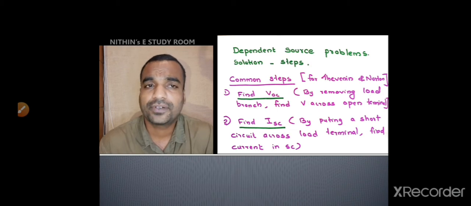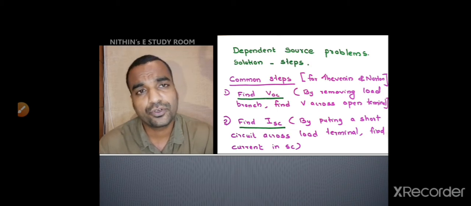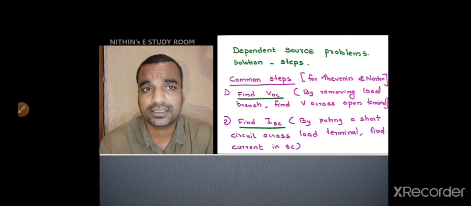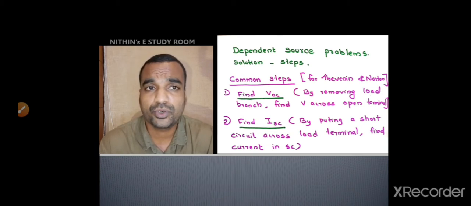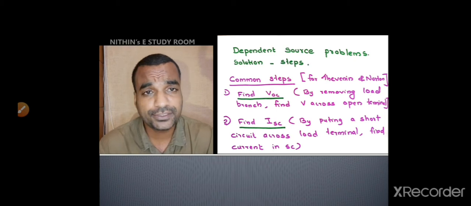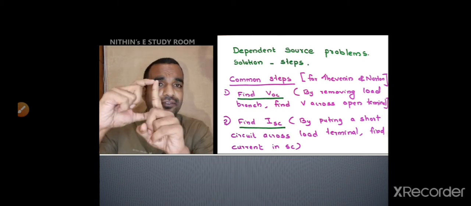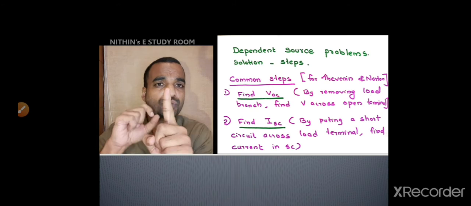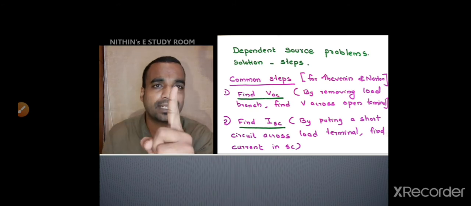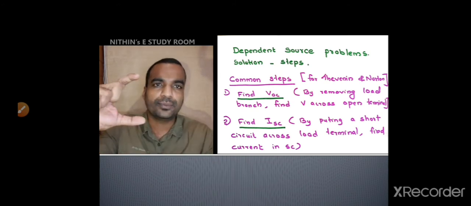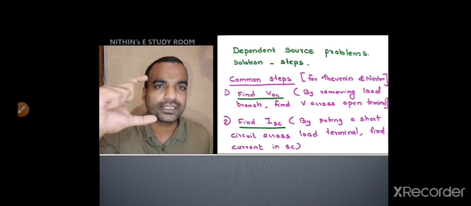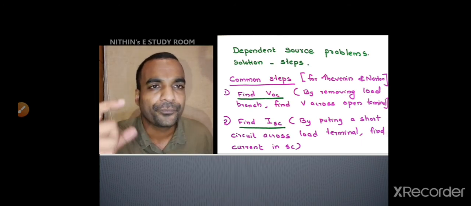Okay, in the first step, normally what we are going to do, we want to find RThevenin. For finding RThevenin, the first step is you are going to find VOC. VOC means you have to make the terminal open; if there is a branch here and you are asked to find some value through the branch, this is the load branch. So you just remove the load branch and find the voltage across these terminals. That will give you VOC.